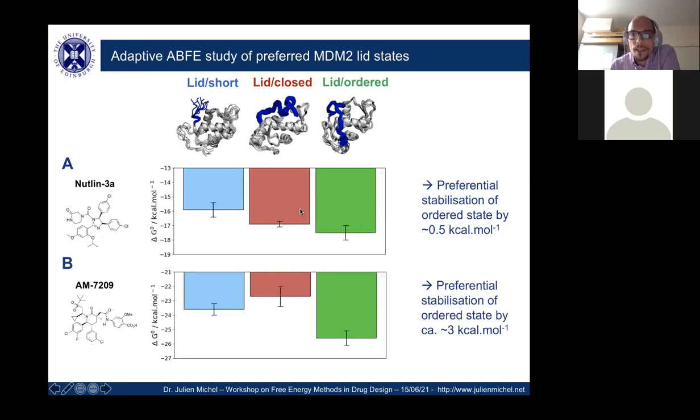What we find is that for the case of Nutlin 3A, we see preferential binding to the ordered state by only about half a kcal per mole, whereas in the case of AM7209, there's a big gap of about 3 kcal per mole that favors the ordered state versus the closed state.